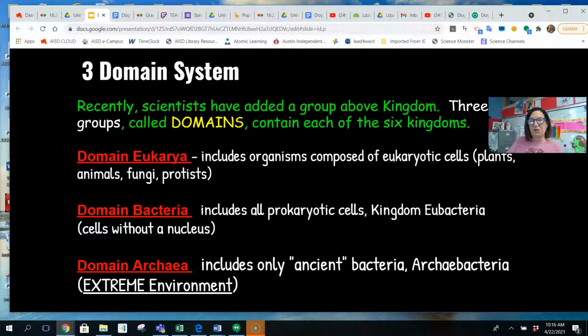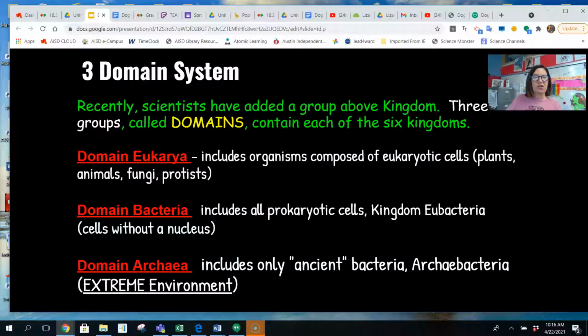Okay, then we go into the domains. This was like a new thing that scientists added, the domains. These would cover the kingdoms. So we have domain Eukarya, which includes organisms that are made of eukaryotic cells, right? So the plant cells, the animal cells, the fungi, the protista, they all have a nucleus with organelles in them.